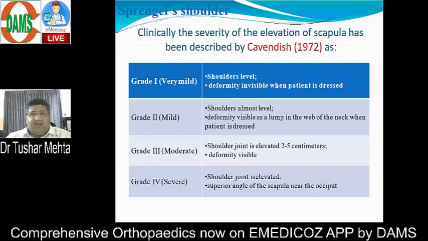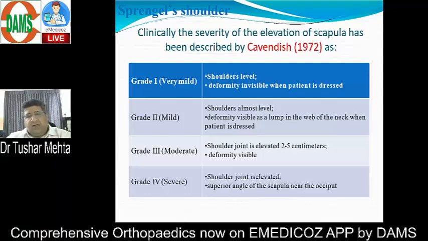Normally, pediatric congenital anomalies, they don't usually give in the PG exam, but if at all they give, then one common thing that you can encounter as a student, as an exam going candidate, is Sprengel deformity, and Cavendish grading is something which will be asked. It's a clinical grading. It shows the severity of Sprengel deformity. There are 4 grades, grade 1, 2, 3, 4. Very mild, mild, moderate, severe.